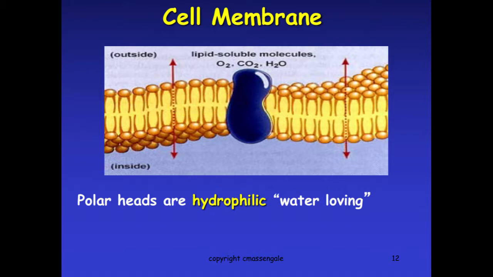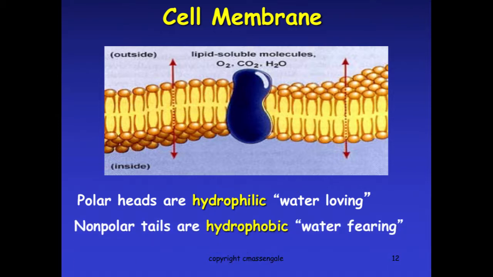So the polar heads, like we said, are hydrophilic, which means they're water-loving, and the tails are non-polar and they're water-fearing. Just know, like polar, hydrophilic, water-loving, non-polar, hydrophobic, water-fearing. Those three go together.